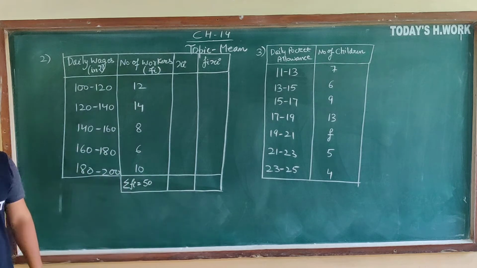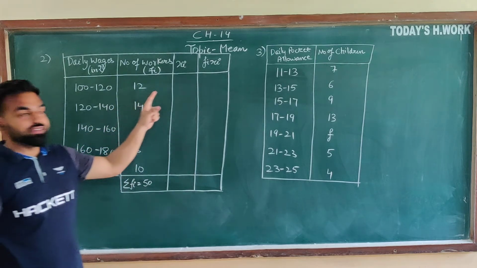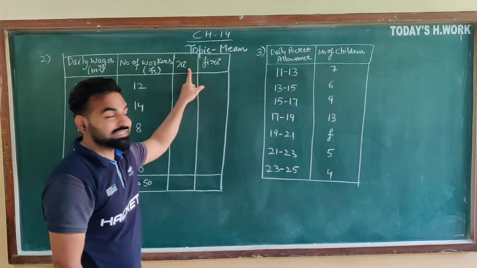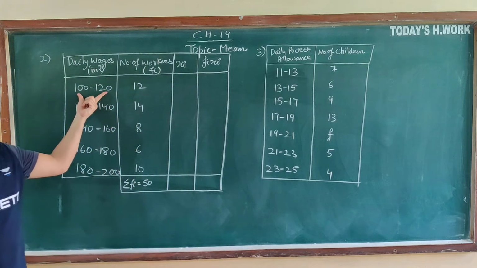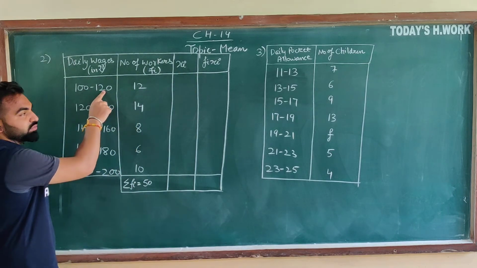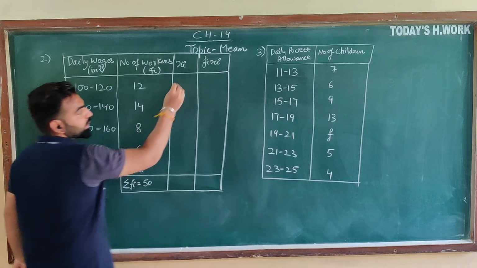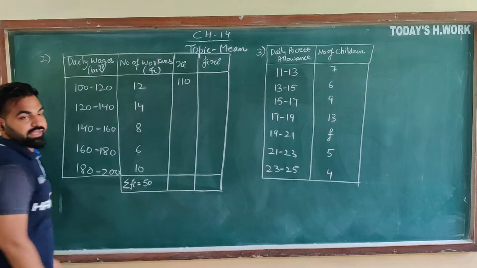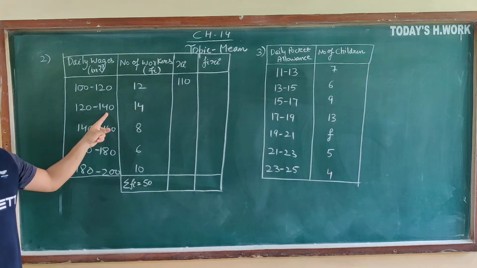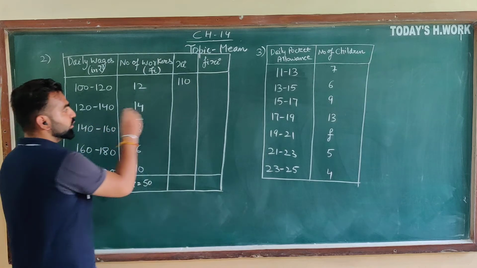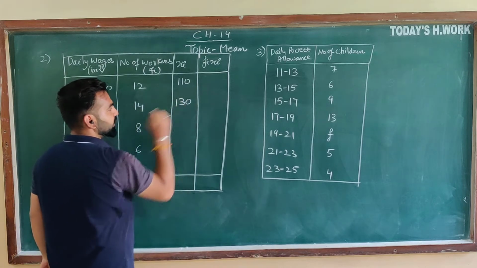So we have to calculate what is the mean. First of all, we have to calculate the class mark, that is xi. So add upper limit and lower limit. 100 plus 120, 220, 220 by 2 is 110. Next 120 plus 140, that is 260, 260 by 2 is 130.